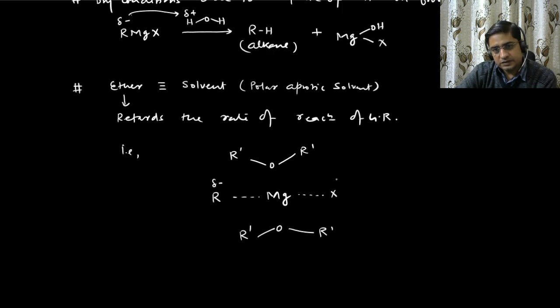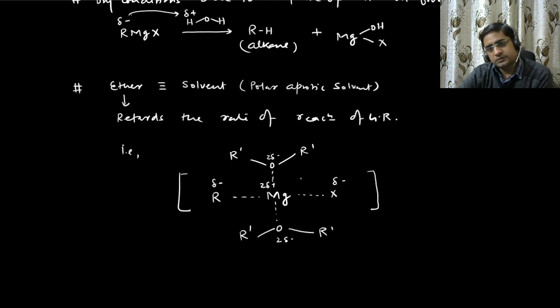It bears partial negative charge and partial positive charge. Oxygen has partial negative charge. So during the formation of Grignard reagent, the oxygen atom of the ether molecule combines with, or roughly we can say attracts, the magnesium ion and retards the rate of reaction so that a vigorous reaction does not take place.